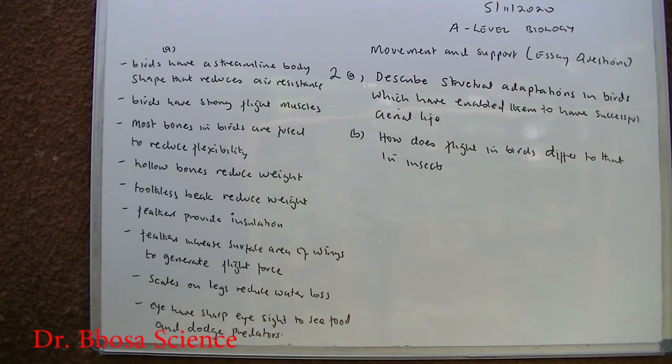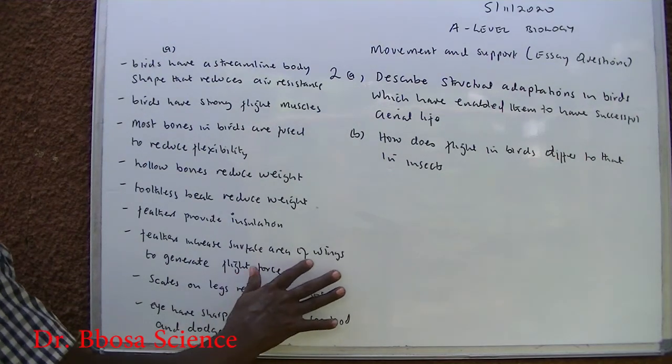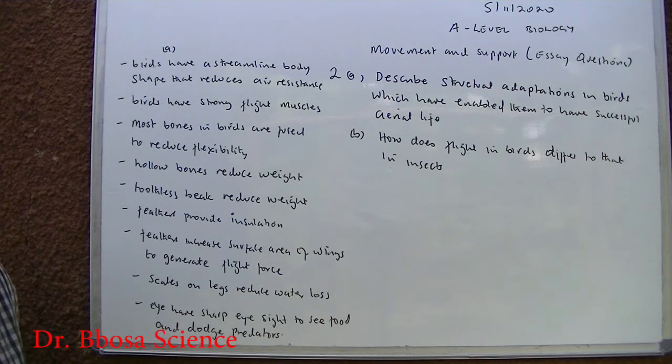6. Feathers provide insulation. 7. Feathers increase surface area of wings to generate flight force. 8. Scales on legs reduce water loss. 9. Eyes have sharp eyesight to see food and dodge predators.